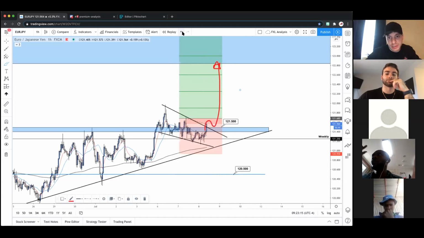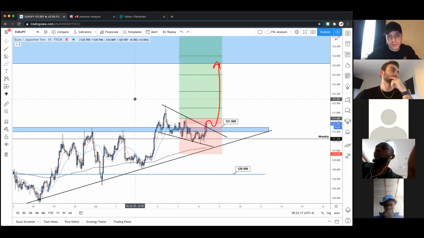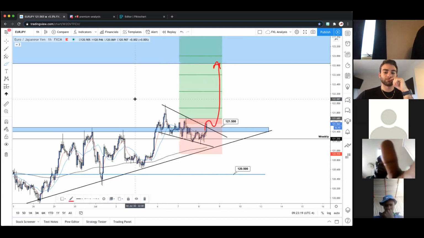But right now, this is rallying pretty hard. So just be aware of those confirmations. And you could get in on a potentially good trade here.